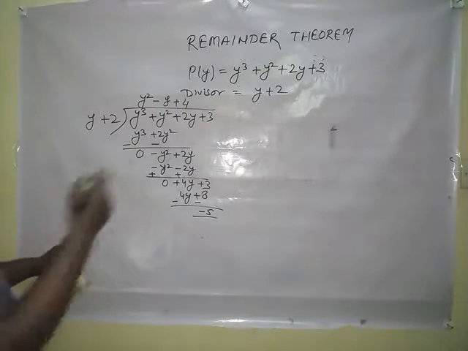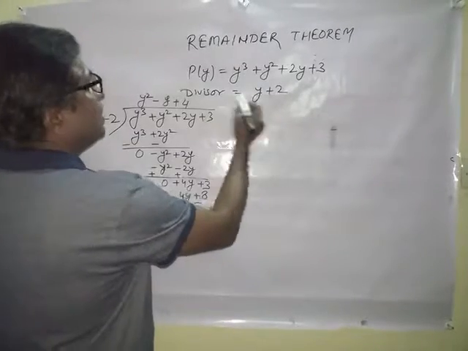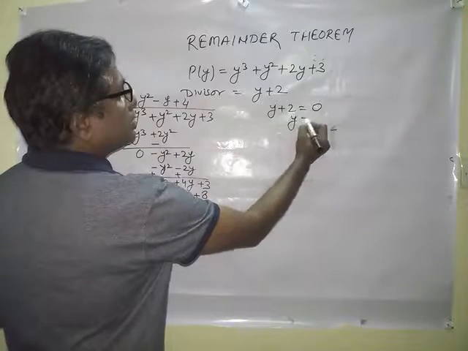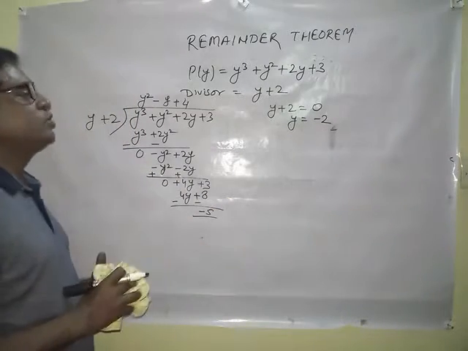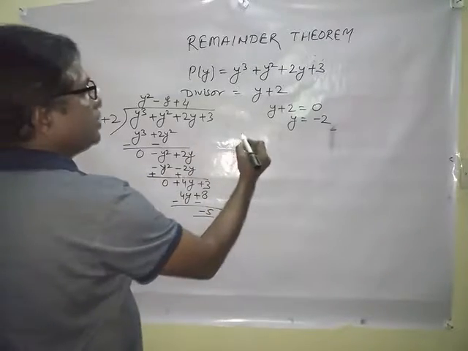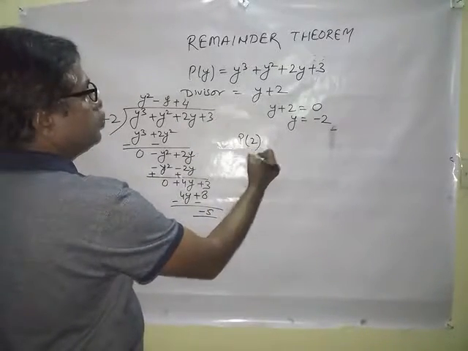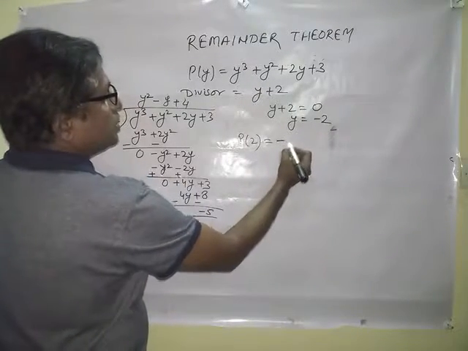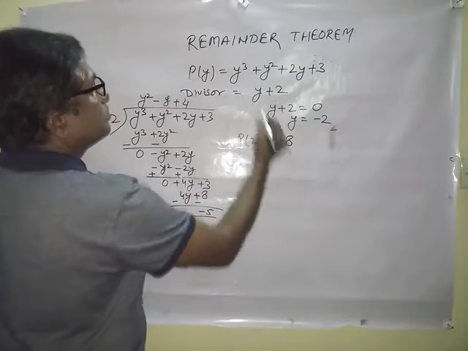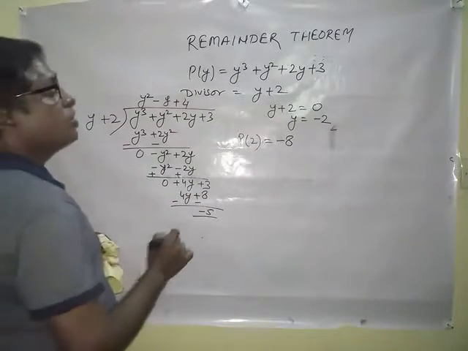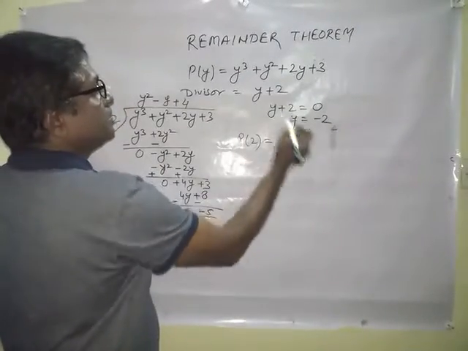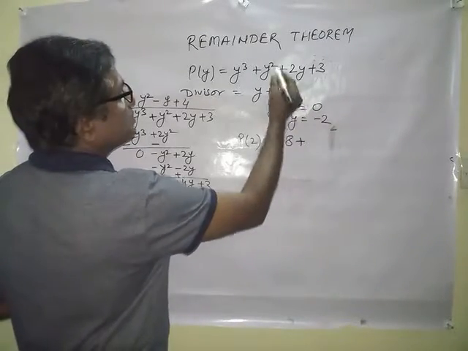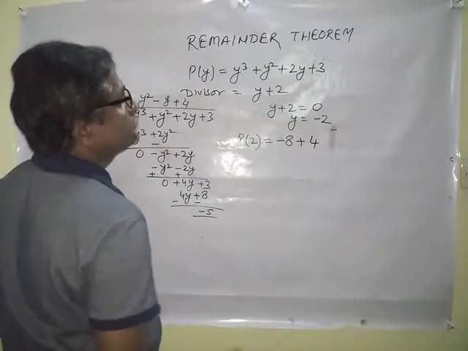Now quickly find it out with the remainder theorem. Equate the divisor to 0, then you will get y is equal to 2. Now replace the value of y. Minus 2 cube is minus 8 because the exponent is odd, so the minus sign will be there. Then here, the exponent is even, so minus minus becomes plus, and it will become 4.